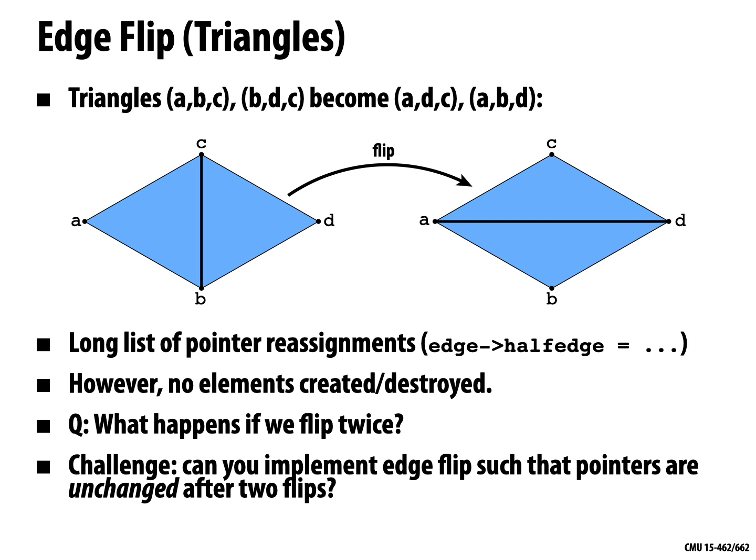I can have two different sets of pointers that represent the same triangle. Right? You can imagine kind of rotating all the half-edge pointers in a polygon.